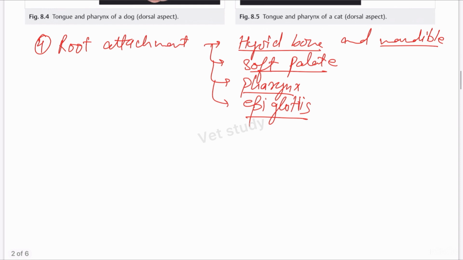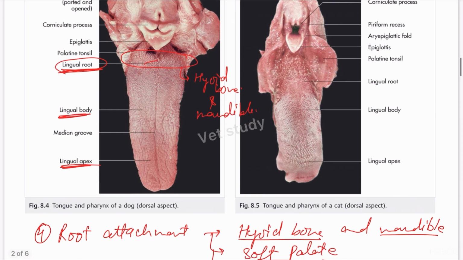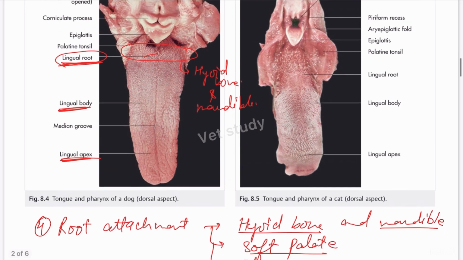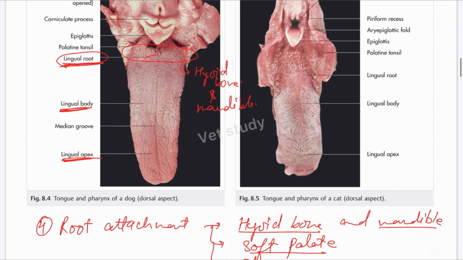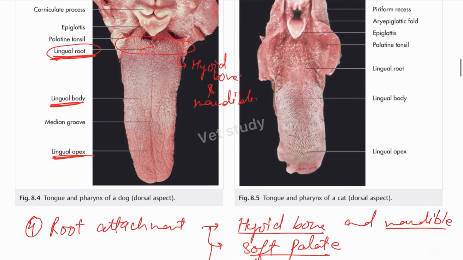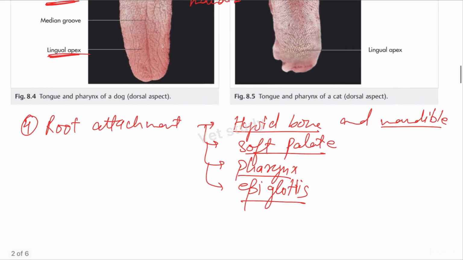So this is the root attachments. Now let's discuss the surface. If we talk about the surface, this is the dorsal surface of the root, right? The dorsal surface is free. When we talk about the ventral part of this surface, it is attached. Most of it is fixed. So the dorsal surface of the root is free, whereas the ventral portion is fixed. So this is all about the root.